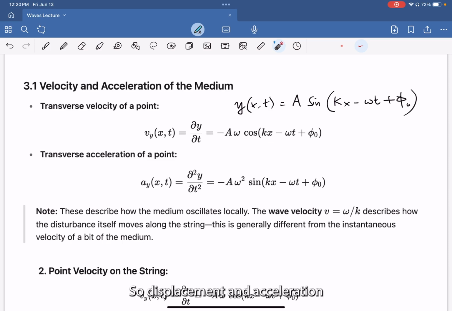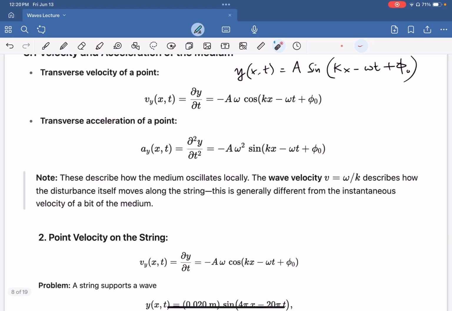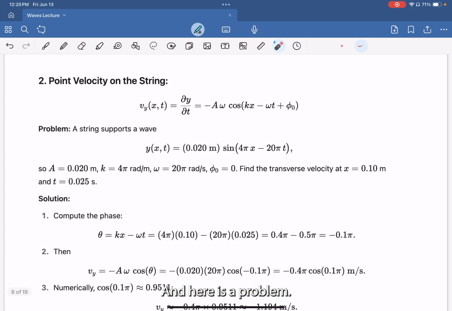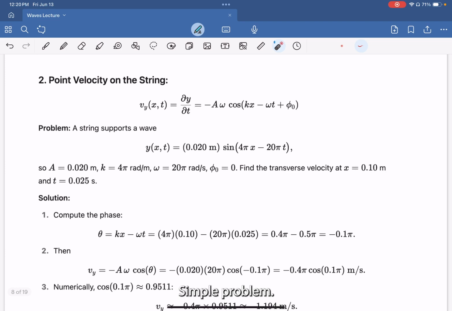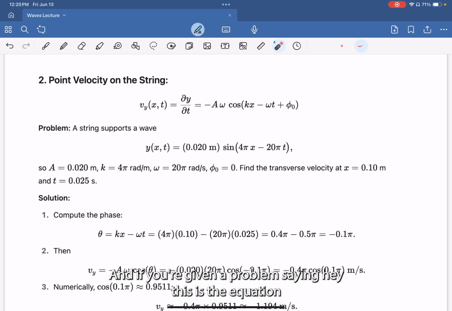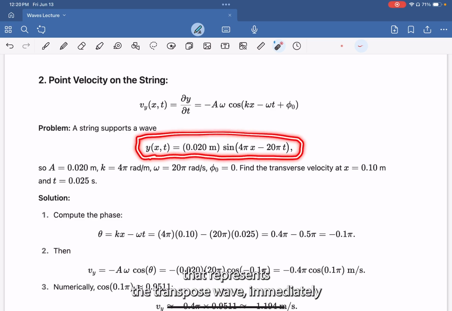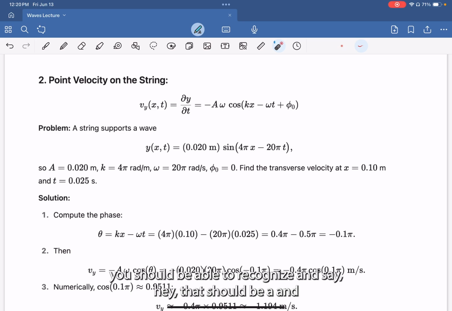So displacement and acceleration become maximum and minimum together, while velocity is the opposite. Okay, so we've looked at this before, and we've looked at the transverse velocities. And here is a simple problem. That's the velocity. If you're given a problem saying, this is the equation that represents the transverse wave, immediately you should be able to recognize and say, that should be A.